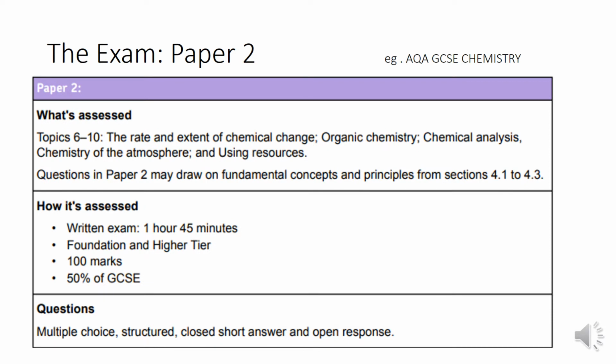And this is the paper 2 example from AQA, so it covers the other 5 topics. This exam would also be an hour 45 minutes. This is also 100 marks, which is equivalent to half your GCSE, and the types of questions again are listed as below.